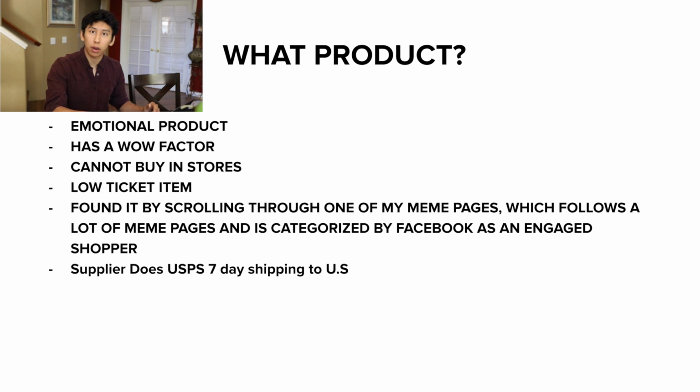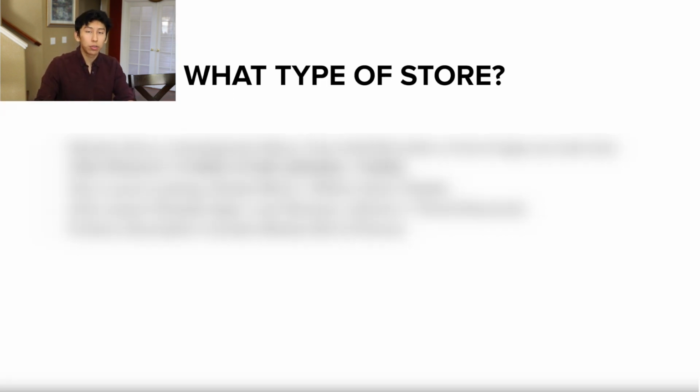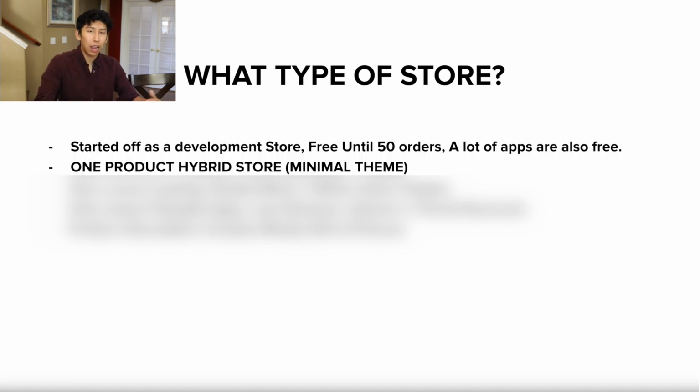This specific supplier that I'm using gives me 7-day shipping to the US, which is going to allow me to create incredible profits. So what type of store is this? The type of store that this is, is a one product hybrid store. So it's one product that I'm selling, like I showed you guys, and I'm starting to include other related products so people can go ahead and add them as a bundle. But as of now, it's just a one product store using the minimal theme, which is a free theme Shopify allows you to get, okay?